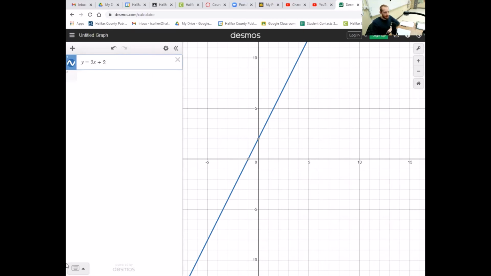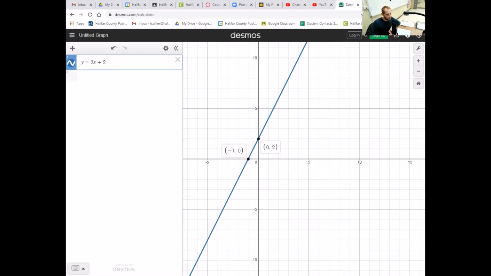But check out where it crosses the x-axis. Where does it cross the x-axis? Right here. Negative 1 comma 0. Does that match up with what we got on our paper? Yes. Perfect. So where does it cross the y-axis then? It crosses at this point right here, 0 comma 2. And that's exactly what we got when we did it the algebra way.